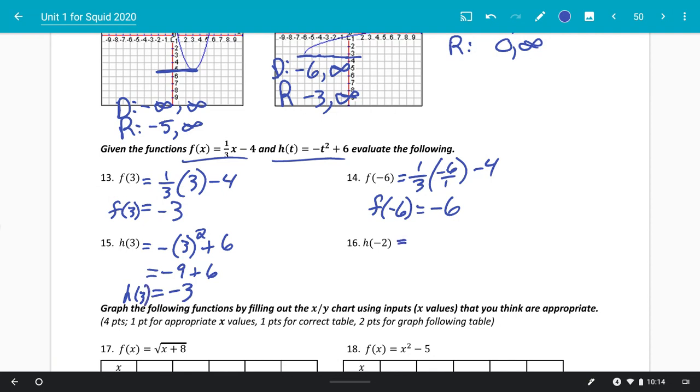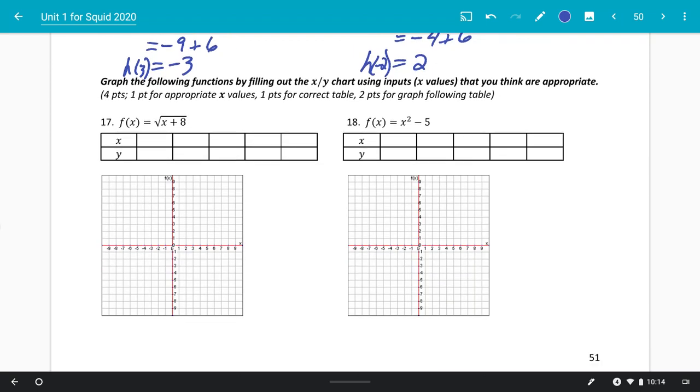Same thing on this next one. Now I've got -2 squared plus 6. So this negative on the outside is just going to sit there. Well, -2 squared is a +4, but that negative on the outside just sat there. So -4 plus 6 is 2. So h of -2 is 2. A lot of people, that negative sign messes with a lot of people. Okay.